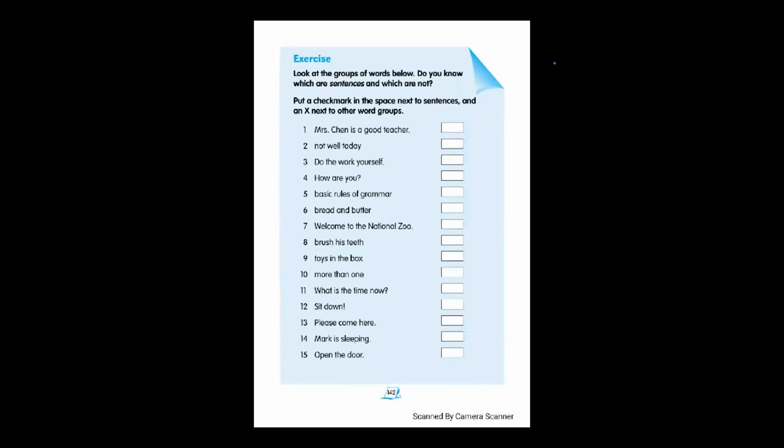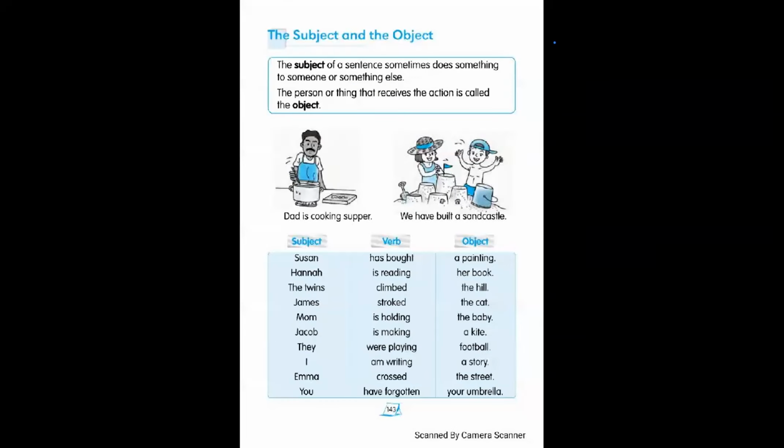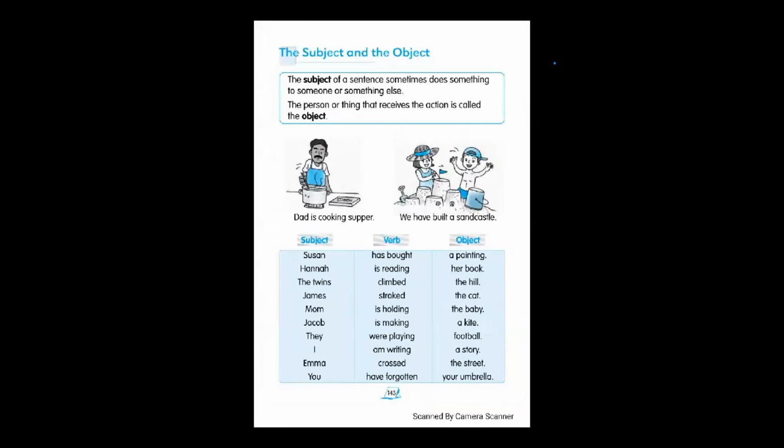Now let's see the subject and the object. What do you understand from subject and object? What are subjects and objects? Subjects and objects can be a person also. It can be a thing also. It can be an animal also. Place also. Anything, person, place, animal, thing, it can be anything, subject or object.